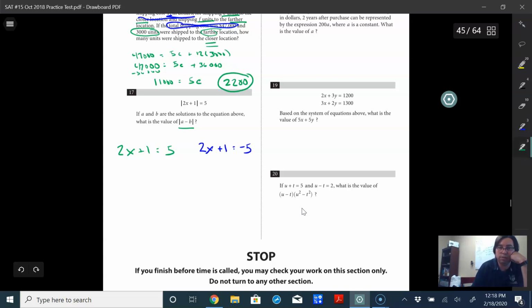So let's solve for these. So move that over, it's going to be a minus 1 there. I'm going to get 2x equals 4, so x here is equal to 2. We'll just call this A.